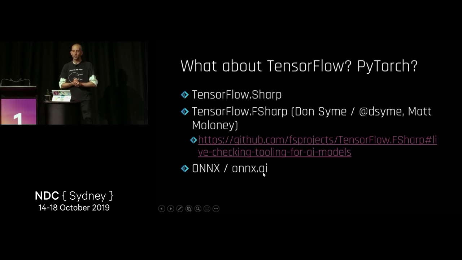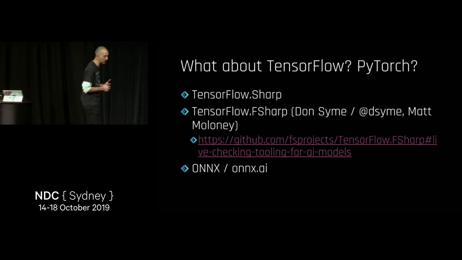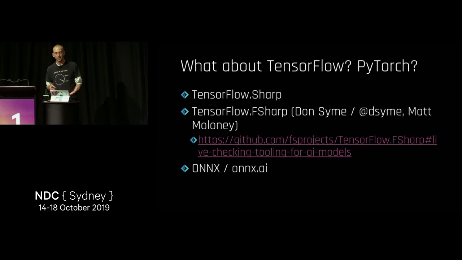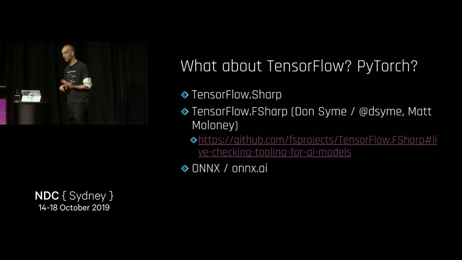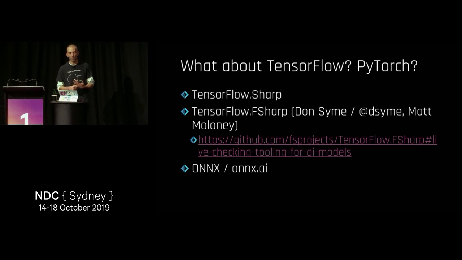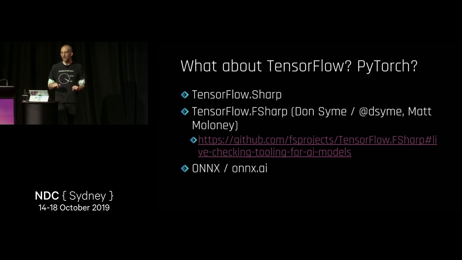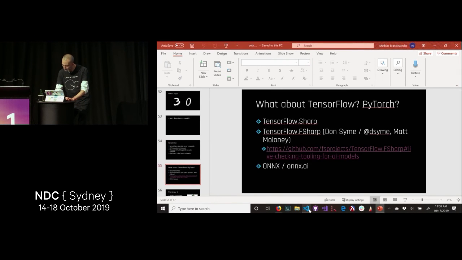Beyond that, I talked about CNTK, and you might ask, how about TensorFlow, how about PyTorch, how about other libraries? Can I do something with them in .NET? When I started working on CNTK, it was the only thing I could use. Since then, people have also been working on making other libraries available for .NET. On TensorFlow, you have TensorFlow.NET, which is bindings from TensorFlow to .NET, and another specific project I want to mention, which is TensorFlow.FSharp, a project by Don Syme and Matt Moloney, which is super interesting. I want to show you that because it's kind of cool.